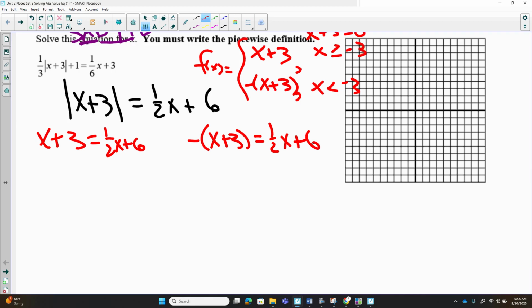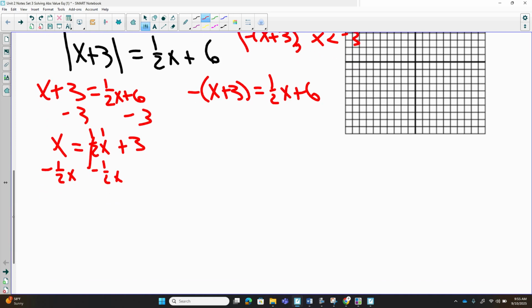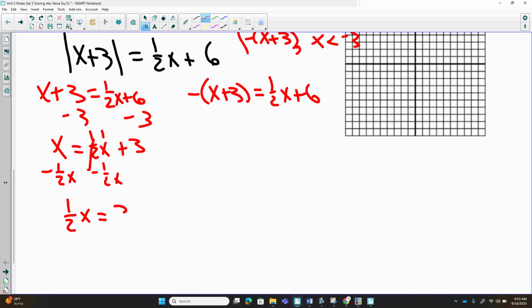What would you do to solve this? Subtract the 3. Subtract the 3, I get x is equal to 1/2 x plus 3. Now what? All right, so subtracting 1/2 x. So what's that give me? Oh, I like it. It was easy to kind of work with, wasn't it? Multiply by 2. So x is equal to 6. Good job.